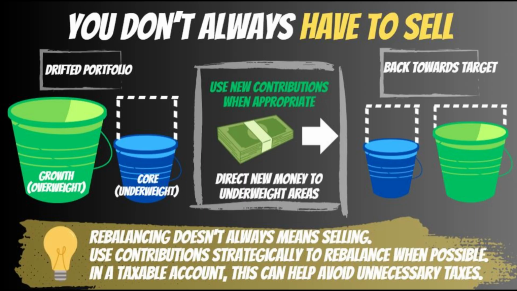Now, when it comes to rebalancing, it doesn't always mean selling. You don't always have to sell off your shares of stocks, and here's an important point. Rebalancing doesn't necessarily mean selling an investment. If you're adding new money to your portfolio, you can sometimes direct those contributions toward areas that are below their target allocation. For example, if your growth bucket has become overweight while your core bucket is underweight, your next contributions could be directed toward the core bucket. Over time, that can help bring your portfolio closer to your target without necessarily selling anything. In a taxable account, this approach can also help you avoid creating unnecessary taxable gains.